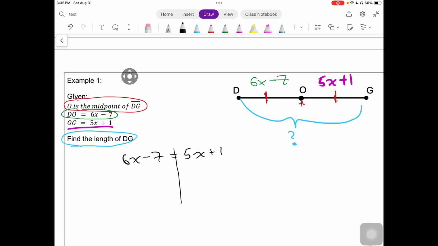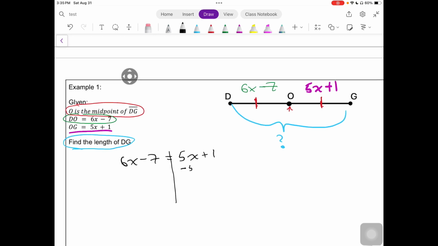Put a line down the middle. We're going to bring the 5x to the 6x and make sure that we do the opposite. We subtract from both sides. We're going to add the 7 to the 1, kind of doing 2 steps in one here. If you have to do it separately, you can. We get x equals 8.